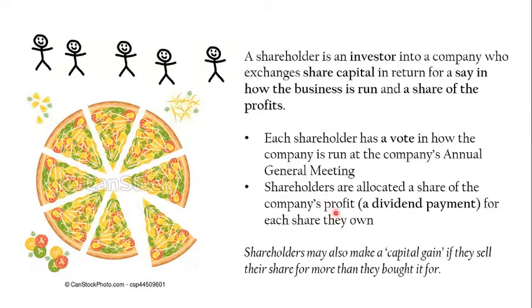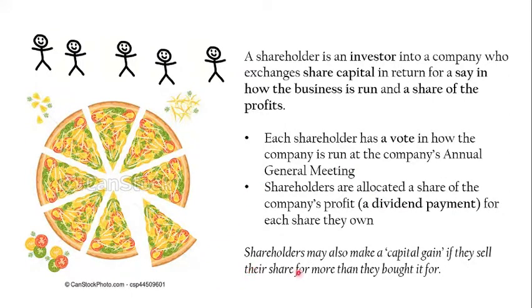The other thing that shareholders get is they get a share of the company's profit, and this is called a dividend payment. So every year that the company makes a profit, they can choose to either reinvest that money in the business somehow, or take the money out of the business and give it to shareholders. And each share is allocated a certain dividend. So let's just say I own 10 shares in a business, and the company gives a dividend of £100 per share. Well, I, in that case, would get £1,000 because each of my shares gets me £100 dividend. So that's how they split up the profit.